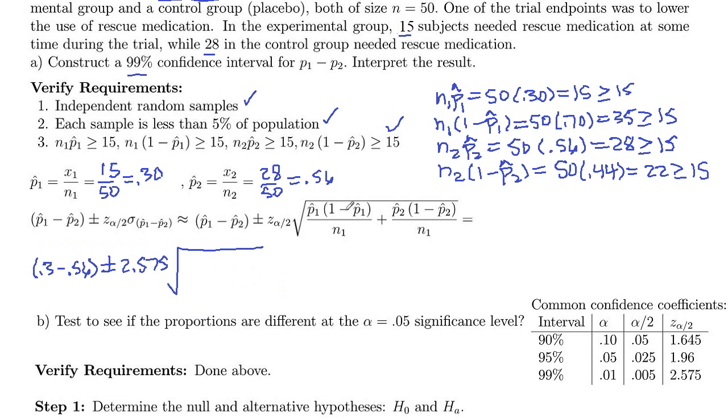Okay, so P1 hat, 1 minus P1 hat. That's going to be 0.3 times 0.7, divided by N1, which is 50. Plus, and then P2 hat, 0.56, and 1 minus that is going to be 0.44, and that's also over 50, all underneath the square root.